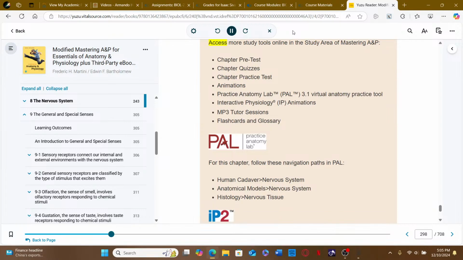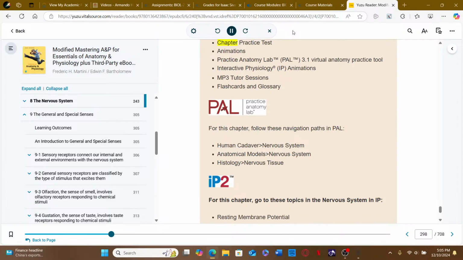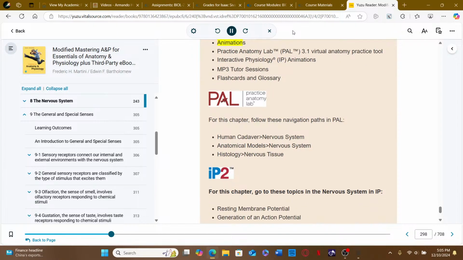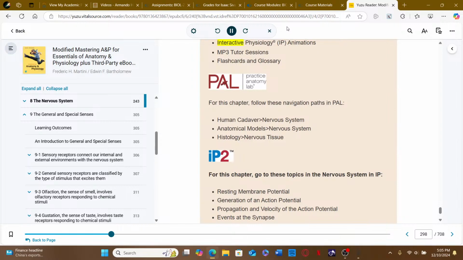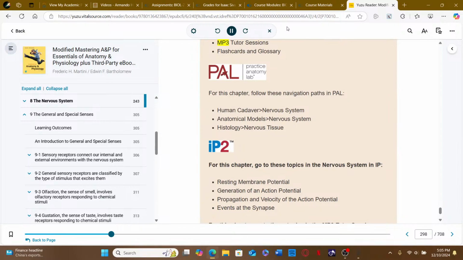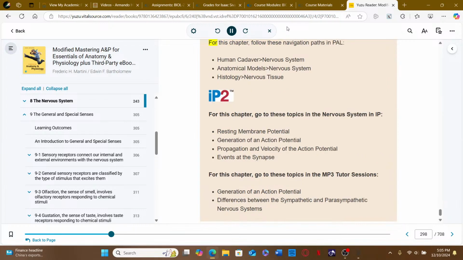MasteringA&P. Access more study tools online in the study area of MasteringA&P. Chapter pretest. Chapter quizzes. Chapter practice test. Animations. Practice Anatomy Lab, PAL 3.1 virtual anatomy practice tool. Interactive Physiology, IP, animations. MP3 tutor sessions. Flashcards and glossary.